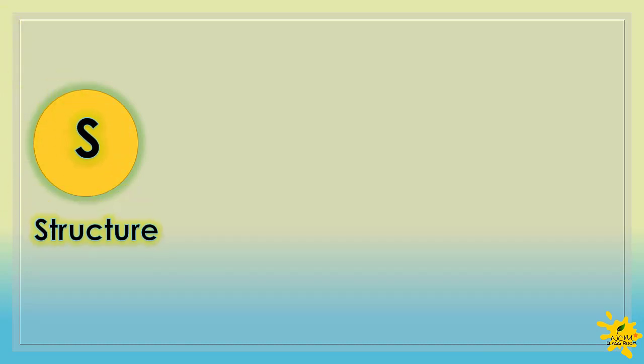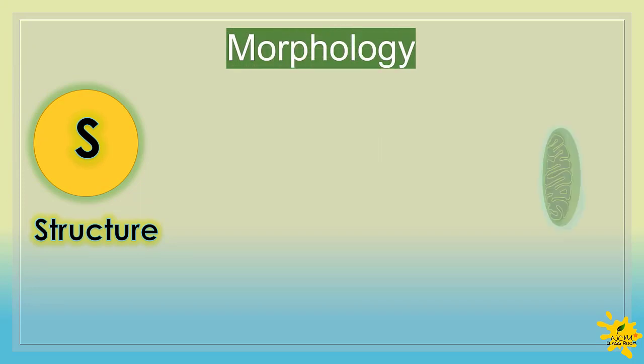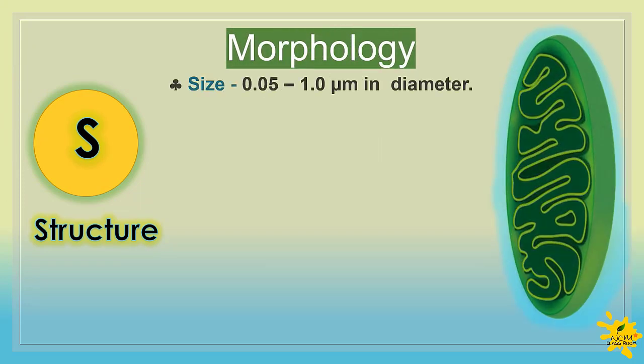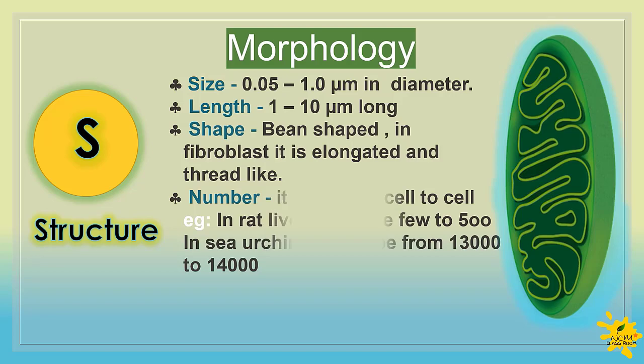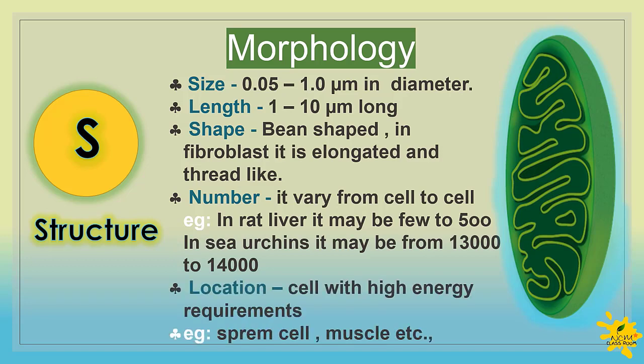And this is the structure of mitochondria. First, morphology. The size is 0.5 to 1 micrometer in diameter. The length is 1 to 10 micrometers. Shape: bean shape. In fibroblasts, it is elongated and thread-like. Number varies from cell to cell. For example, in rat liver cells, there are few to 500. In sea urchins, they may number from 13,000 to 14,000.